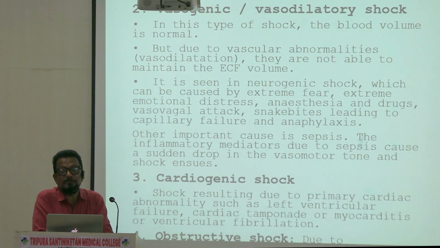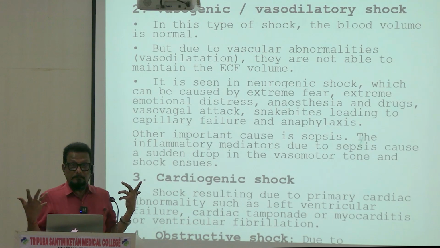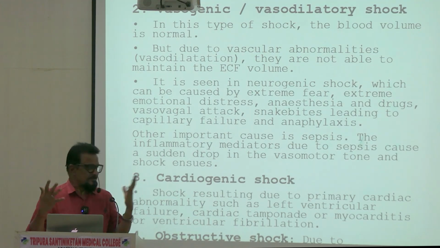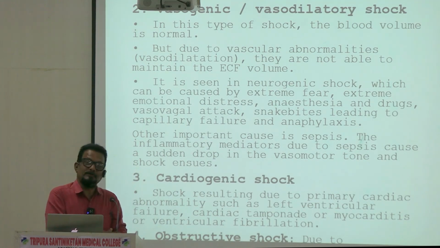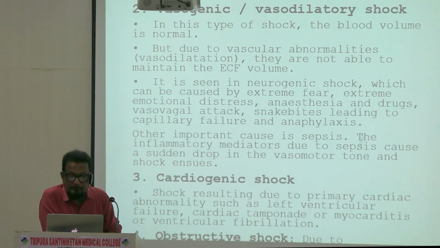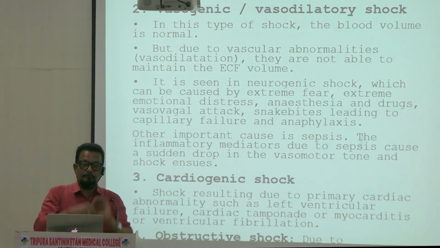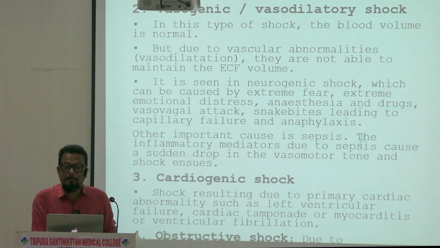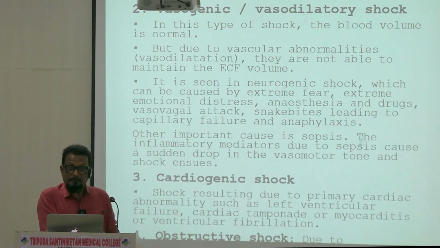This sort of neurogenic or vasodilatory shock is seen in case of fear. When you fear, suddenly you see a lot of blood, so this is a shock to you. Because of this, a massive vasodilation occurs. So what happens? Less blood will be coming to the cerebrum, the brain, so there will be fainting.